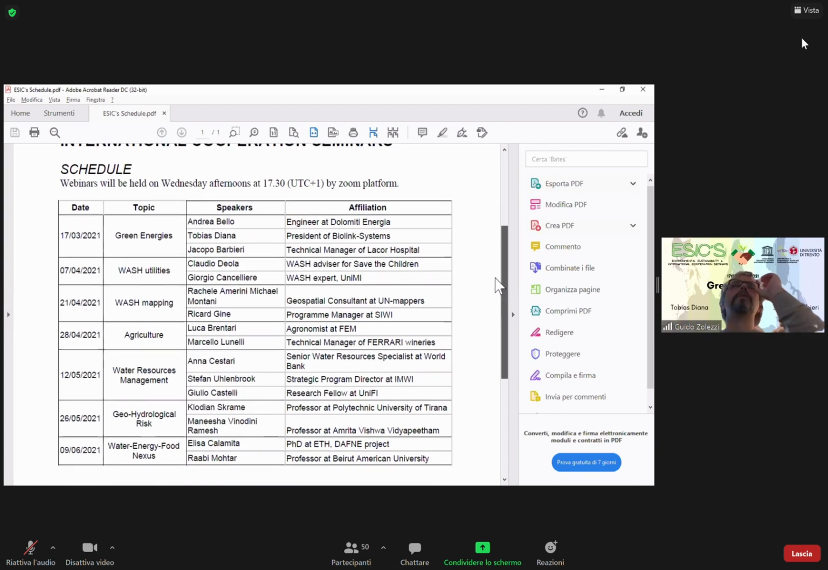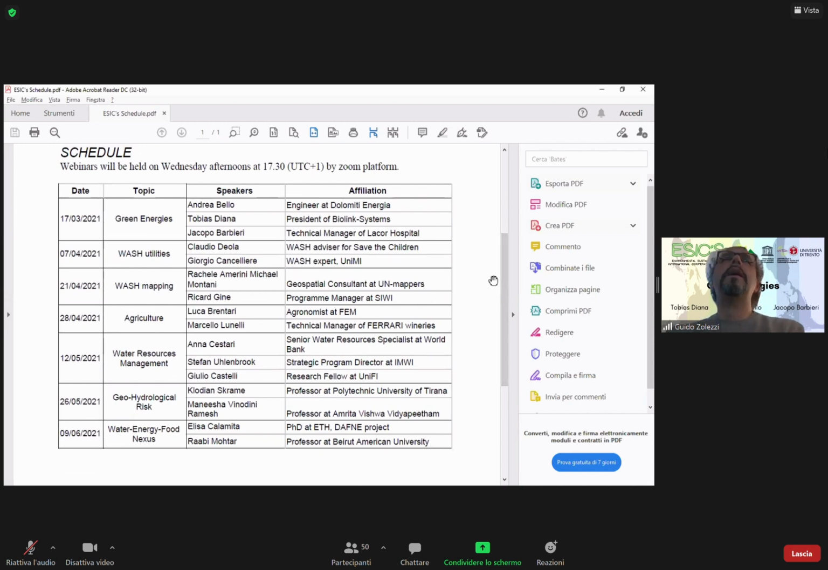So I will not go into the detail of every seminar and talk that is planned, but we try to cover several topics within this interface. Today we will start with green energies, and we have 3 very distinguished guests whom I will introduce in a short while. And then we'll move to water resources from different viewpoints, from WASH to resources management at larger scale, to the nexus between water, energy, and food, hazard and geological risks, and agriculture.